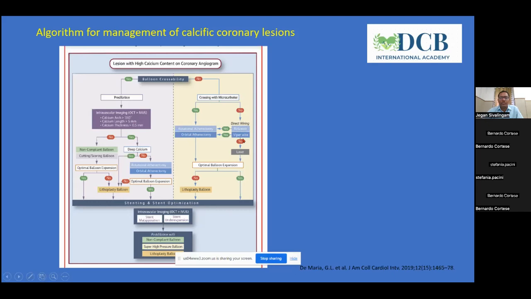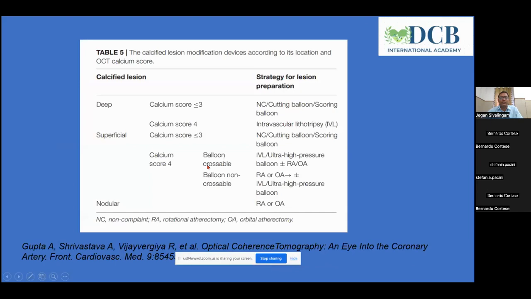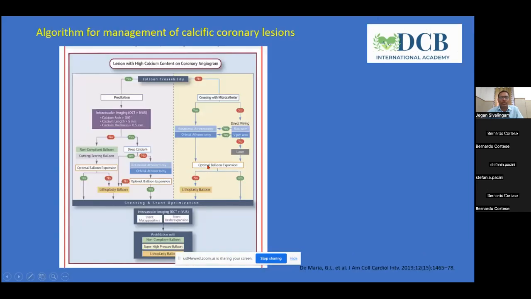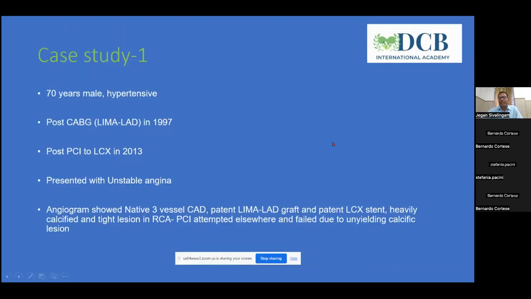If nothing is crossing, microcatheter or balloon, both are not crossing, then we take the help of laser. Then finally, once again we reassess. Then it's like other steps. So this is the same table which I showed earlier. Now I will show a few case examples.